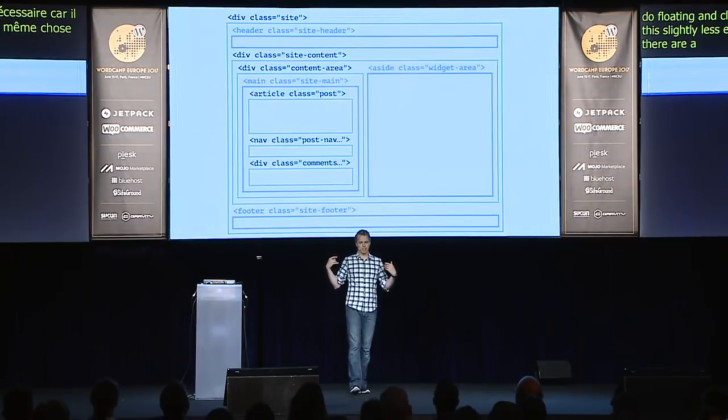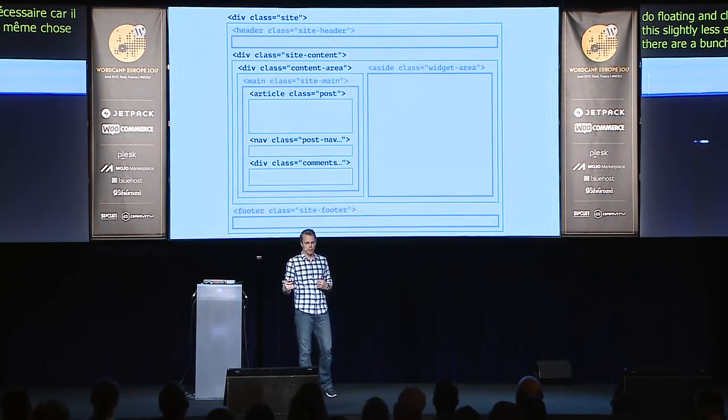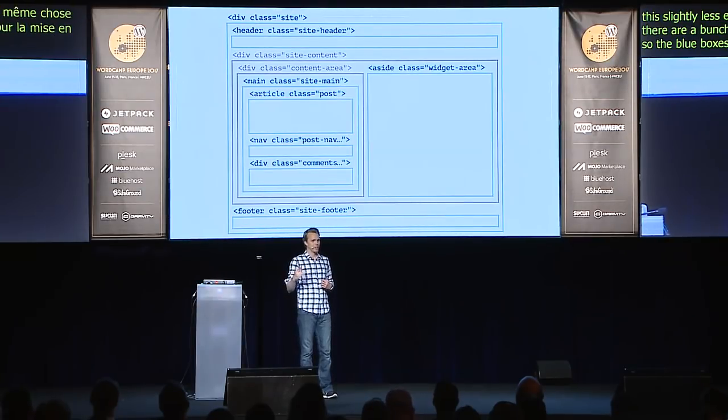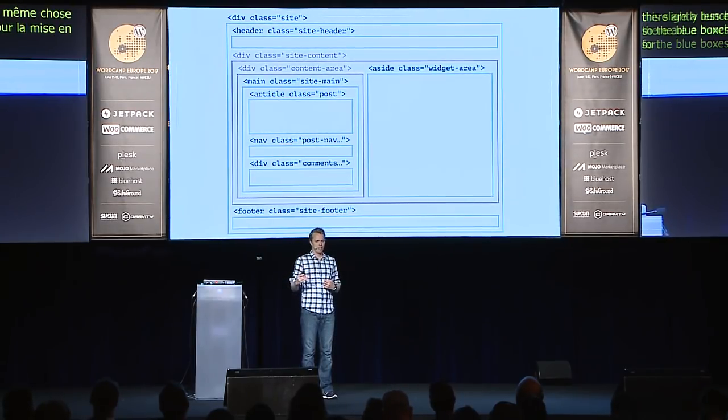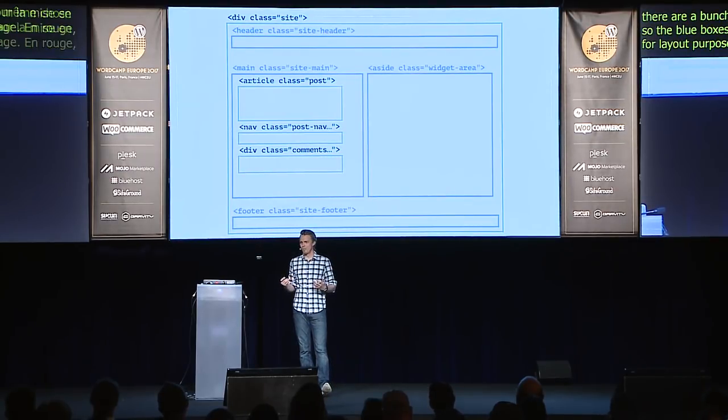So the blue boxes here are the header, the main, the aside, and the footer. The red boxes are there for layout purposes. So what if we could take all that extra cruft away, have just the semantic markup, and nothing else, and then solve the layout problems in CSS in a clean and simple way.